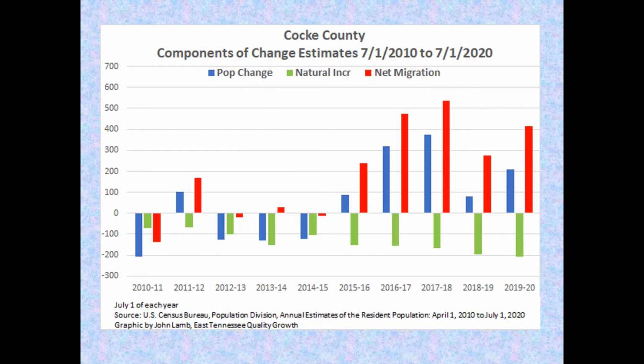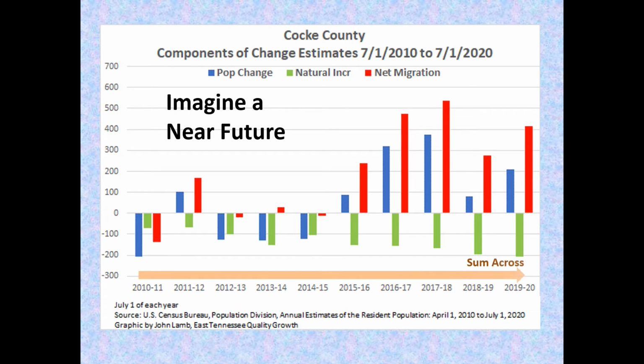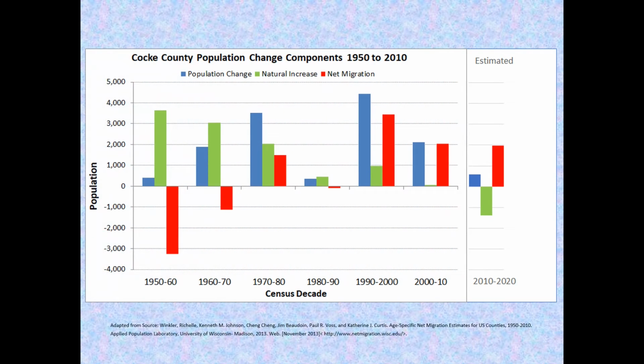We can graph population change in the two components together to see a comparative trend over 10 years. Given that this is a 10-year sequence, we can begin to imagine a near future by summing components across the 10-year span and graphing the result as an estimated full decade from 2010 to 2020. We then can add our graph of past decade trends to allow recent and near future analysis.